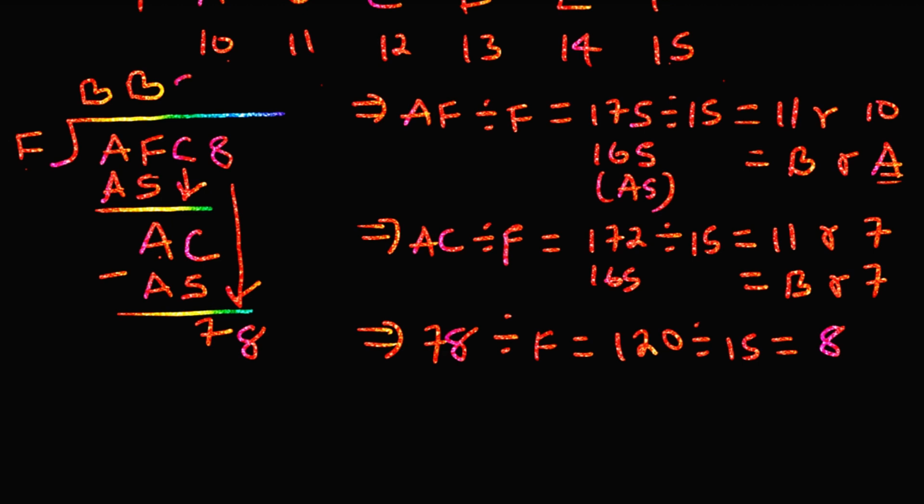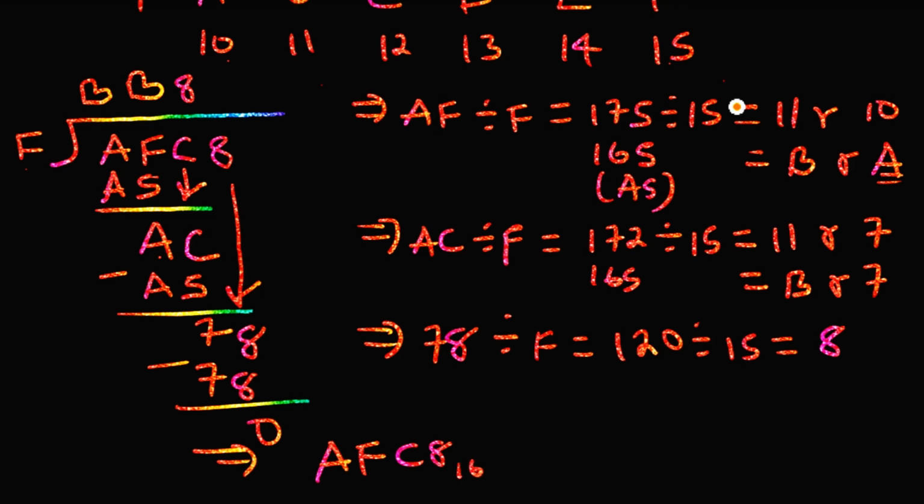So we write 8 there. Since there is no remainder, it means that we still have the same number as 78, because 15 goes into 120 an exact number of times, that is 8. So here we just get the difference between these two and we find that it is 0. So it therefore means that our solution for the division that we had, that is AFC8 base 16 divided by F base 16, is the same as B8 base 16.